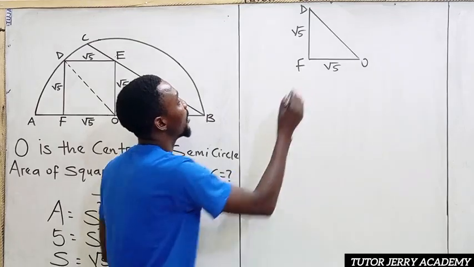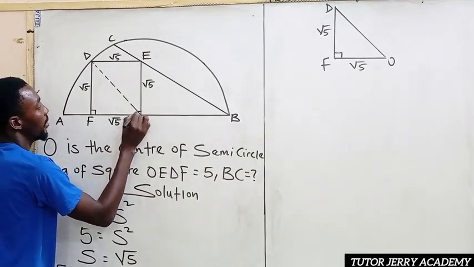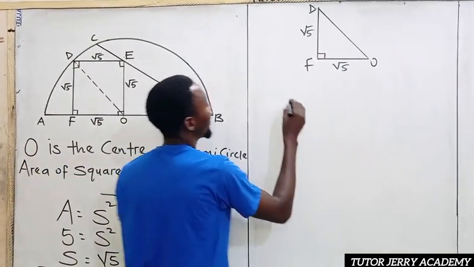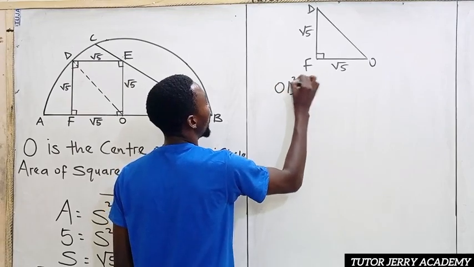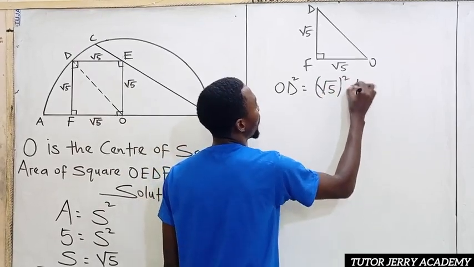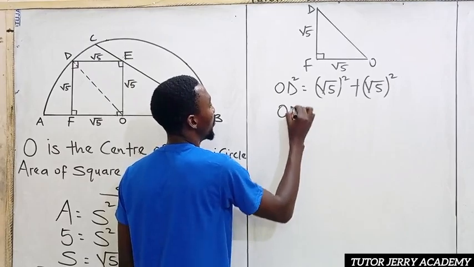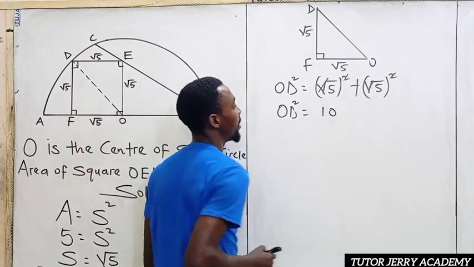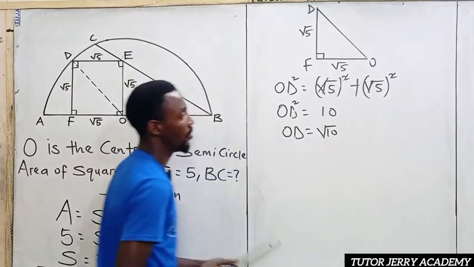We know that this place is a right angle, because it's a square. All these angles are 90 degrees. So using the Pythagorean theorem, the hypotenuse OD squared is equal to root 5 squared plus root 5 squared. So OD squared is 5 plus 5, which is 10. So OD will be equal to root 10. That is our OD.